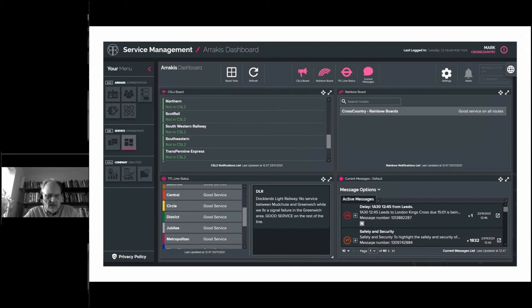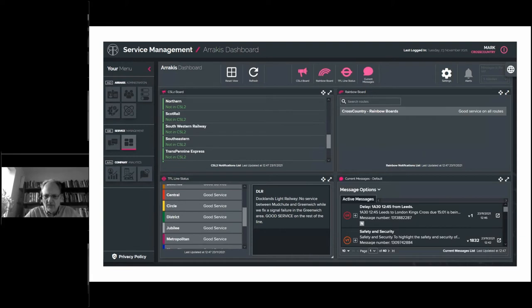Below that, good old rainbow board, that is TfL's. We do a lot of others. We provide rainbow boards for a lot of TOCs. And as I'll show you later, we can actually display those on our displays. We already do. It's not a problem at all.